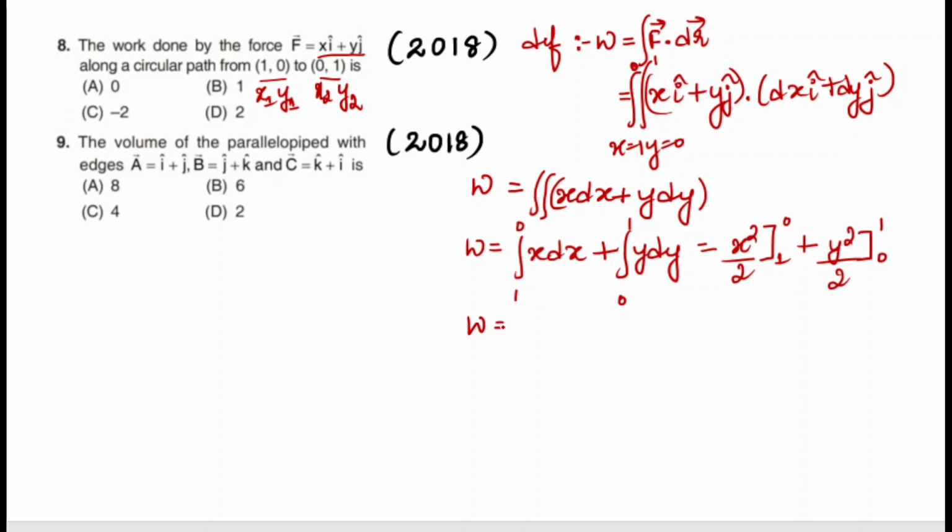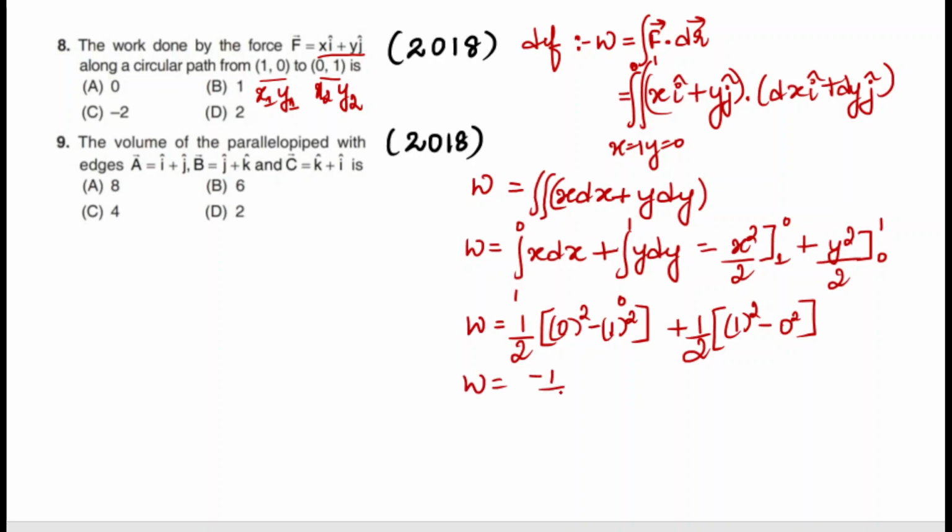Now applying the limits, first we apply the upper limit, then the lower limit. So it will be 1 by 2 times 0 square minus 1 square, plus 1 by 2, if I take it common, applying the upper limit, 1 square minus 0 square. So we are getting the value minus 1 by 2 plus 1 by 2, which is equal to 0. So the work done is equal to 0.